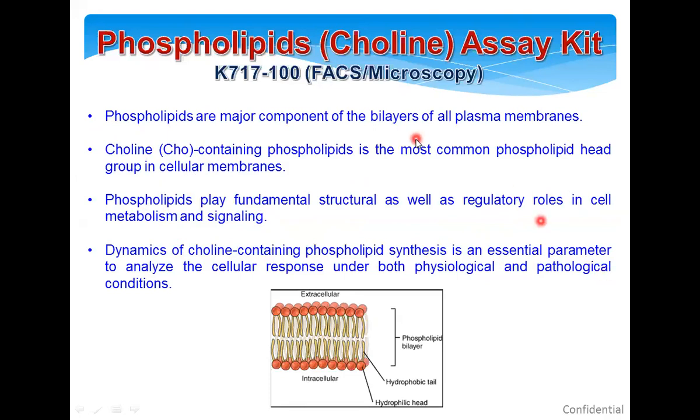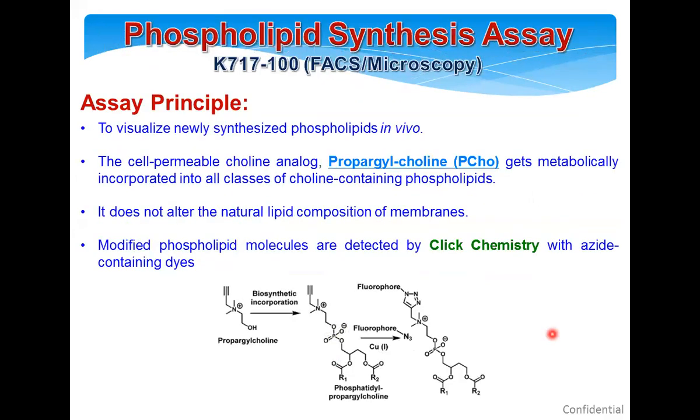And to study the global phospholipid synthesis, we are using choline as the major phospholipid analog. Okay, so what's the assay principle? The idea is to visualize the newly synthesized phospholipids in vivo, which means inside cells.